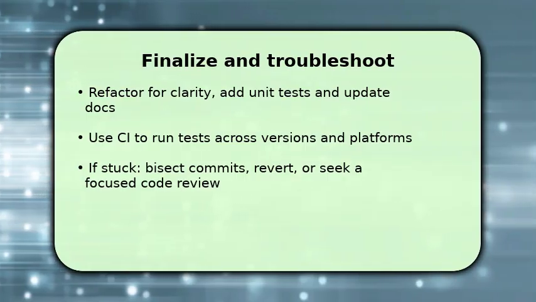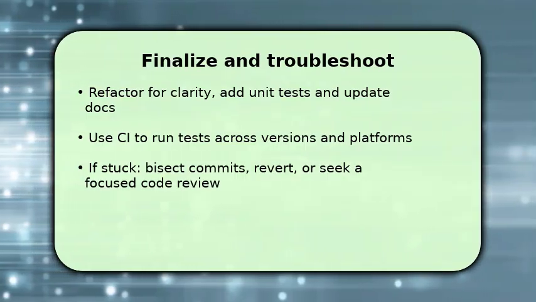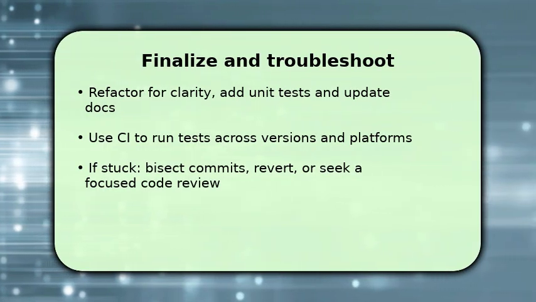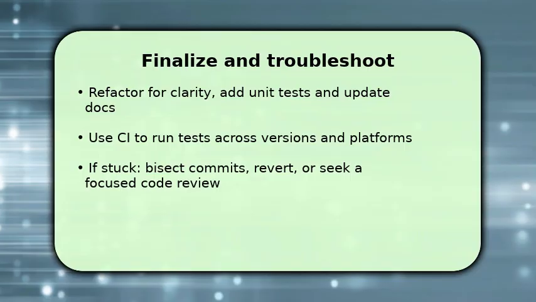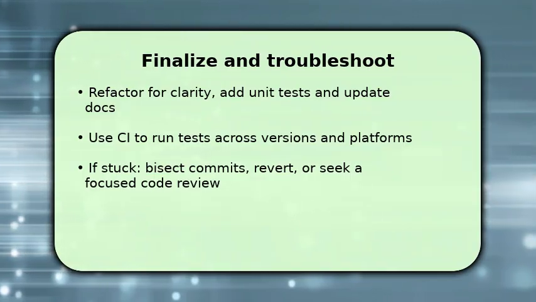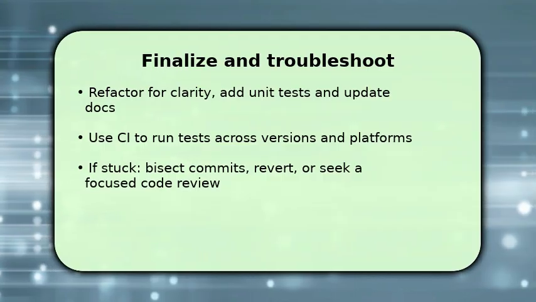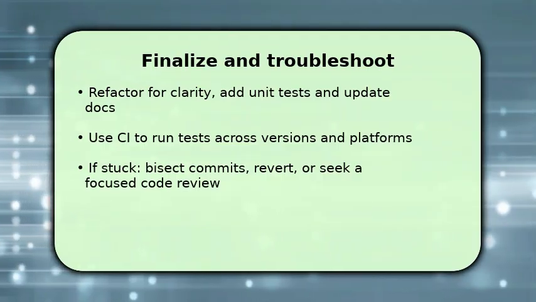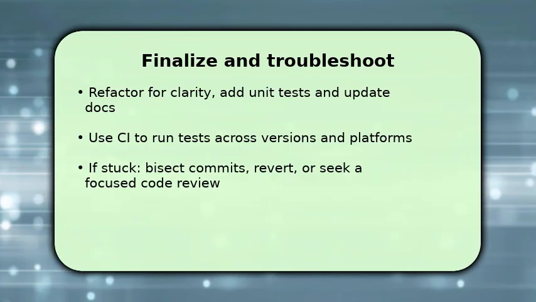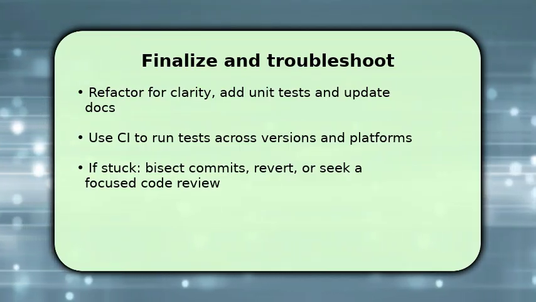Next, push to a branch and let continuous integration run tests across target Python versions and platforms to catch regressions. Make sure to include commit messages explaining the why. If something breaks after deployment, bisect to find the offending commit or revert, then run the minimal failing example locally. Key tip: when stuck, ask for a focused code review with the minimal reproduction included.